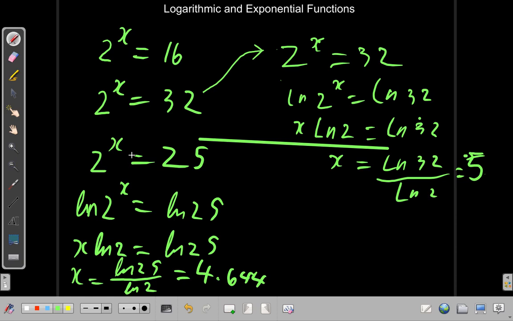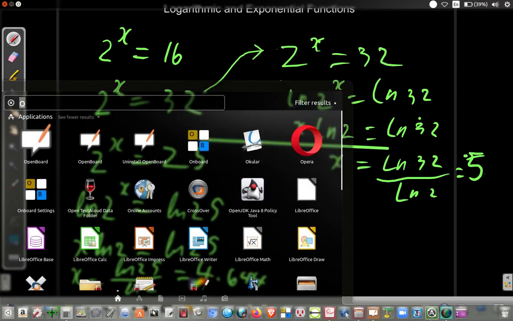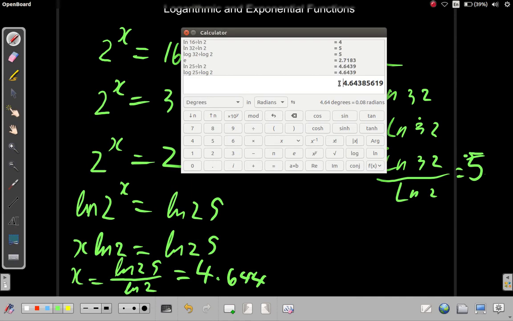If you should raise 2 to the power of that, you get 25. Let's say you have 2 raised to the power of 4.64385619, as you see here, you get 25. If you use the 4.644, you'll get close to 25, but not exactly because of the rounding off. So 2 raised to the power of 4.644 equals, you get very close to 25.